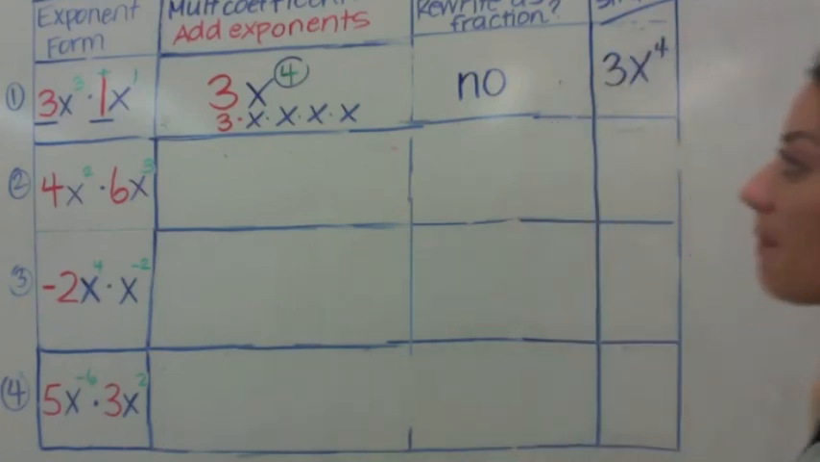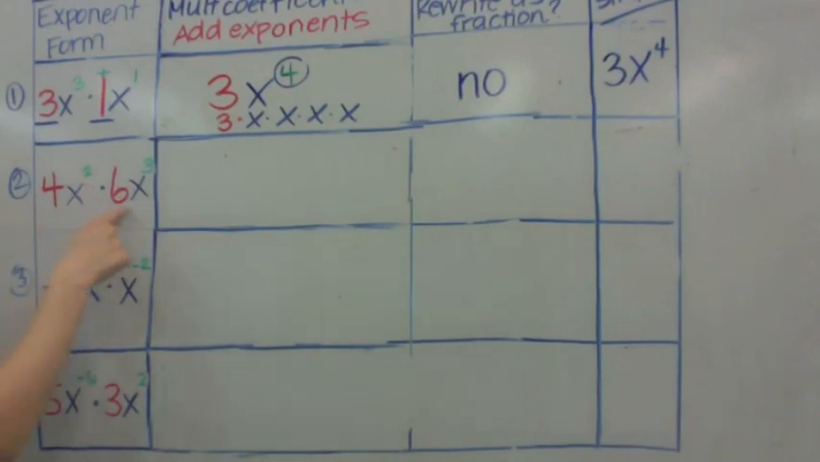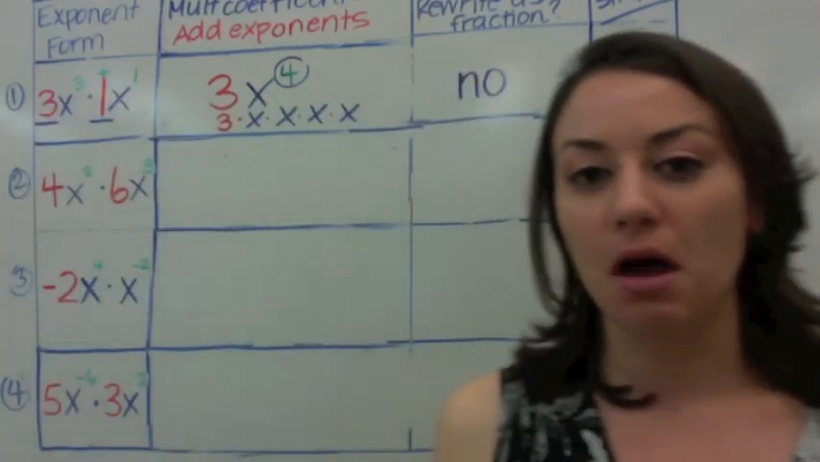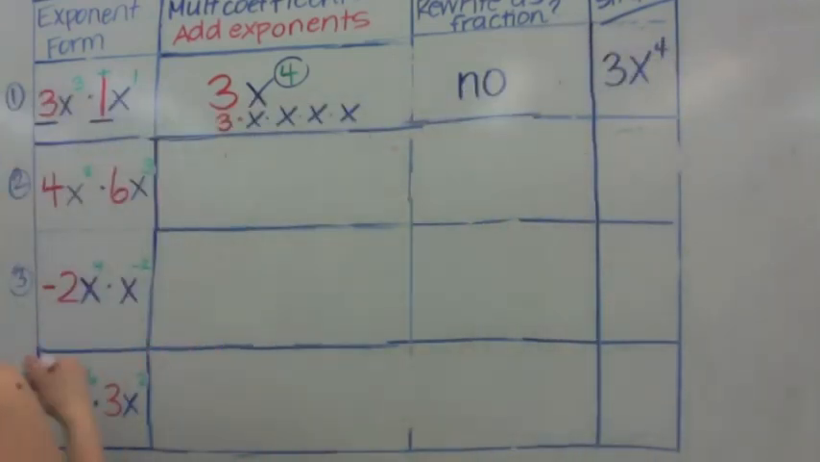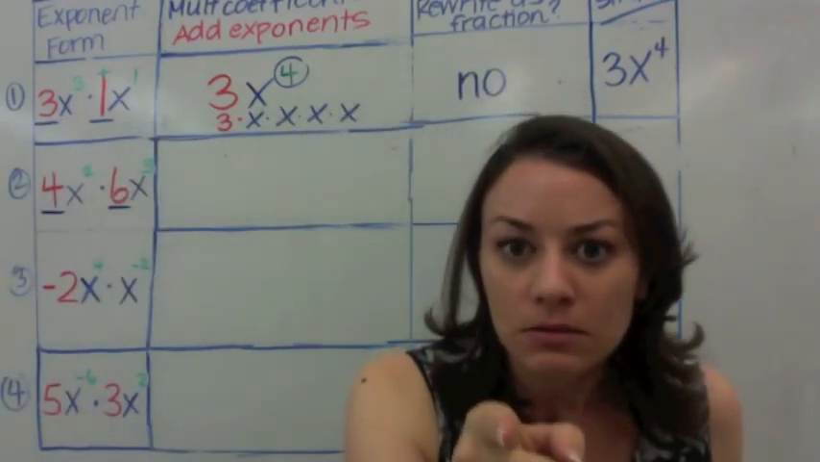Very simple, right? Let's do the next example. It says 4x squared times 6x to the power of 3. In these two examples, you have positive coefficients and positive exponents. I make it so easy because positive times positive is positive. We multiply the coefficients first. What's 4 times 6? Danny, what's 4 times 6?